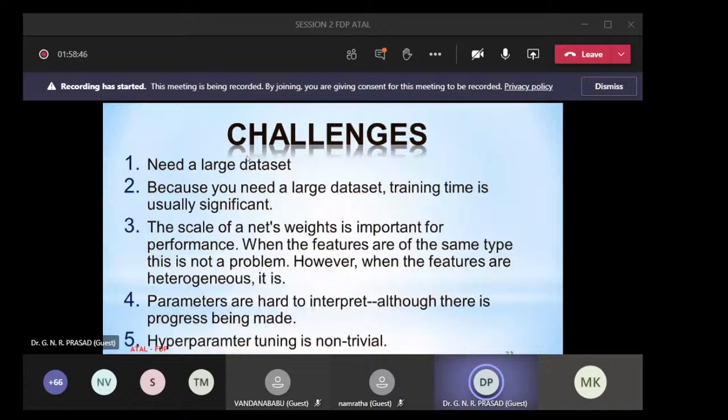We need a large data set. Training time is usually significant. The scale of a net's weights is important for performance. When the features are of the same type, this is not a problem. However, when the features are heterogeneous, it is a problem. Parameters are hard to interpret, although progress is being made. So hyperparameter tuning is non-trivial.